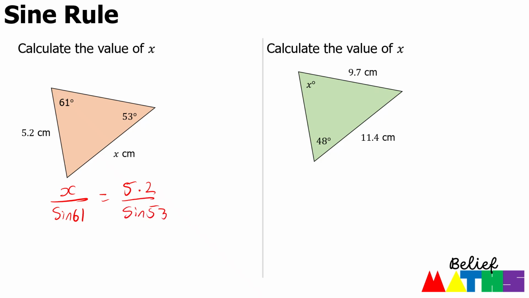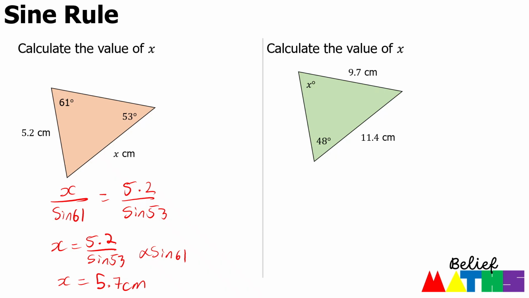Then, because my x is in this position, I can just move my sine 61 across and I get x equals 5.2 over sine 53 multiplied by sine 61. And then I can just put all of that into my calculator and get my answer. So 5.2 over sine of 53 multiplied by sine of 61. And that gives me an answer of 5.694, we'll say 5.7 centimeters. Okay, now we would expect it to be slightly bigger because 61 is bigger than 53, so we would expect x to be slightly bigger than 5.2.